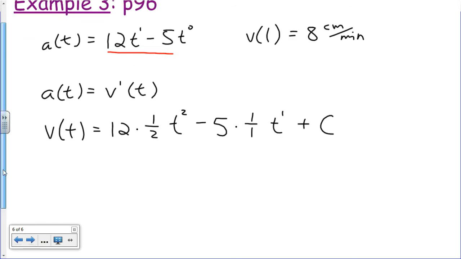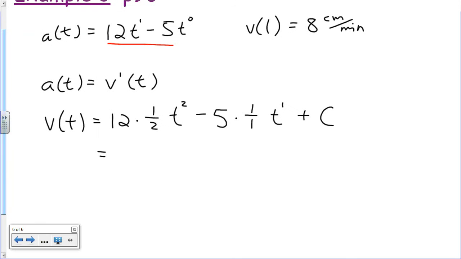So let's see what we have for our velocity equation then. 12 times 1/2, that's 6t squared minus 5t plus c. That's our general equation here for our velocity function. And we call it a general equation because I still have that c in it. But they told me that when velocity at time t equals 1 is equal to 8. Velocity at t equals 1 is 8.